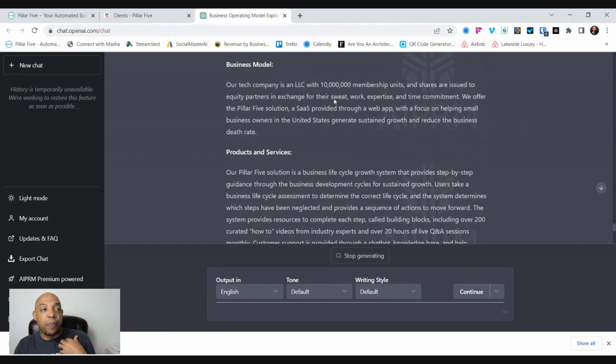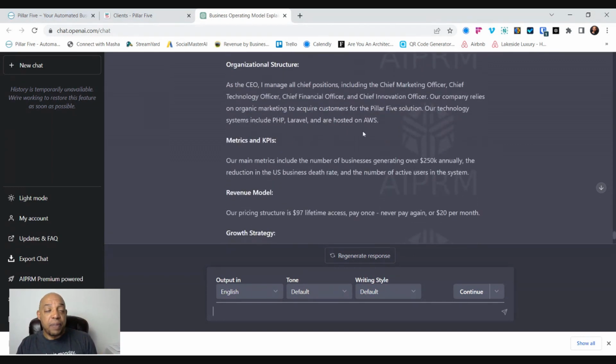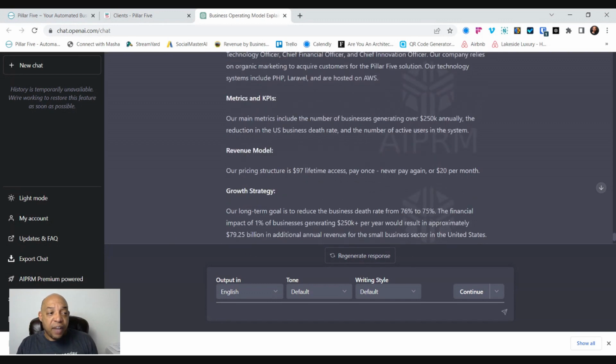Our tech company is an LLC with 10,000. And of course, if you put the name of it in there, it'll put the name of the company in there. Whatever information you give it, it's going to accept that. It will break all of these down, as you can see.